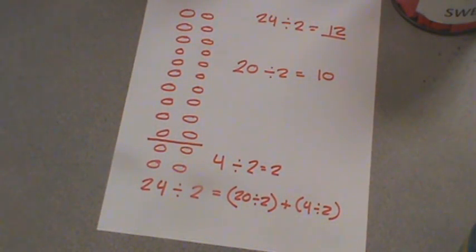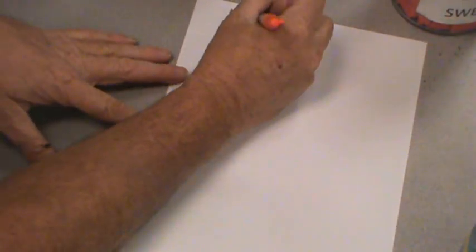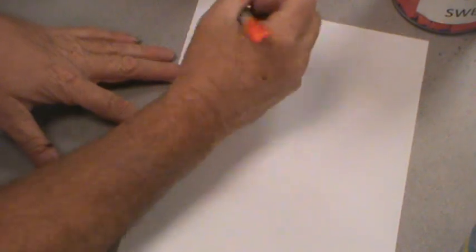Let's grab another piece of scratch paper. And we'll do 13 times 2. Whoops, that's a 12. 13 times 2 array.